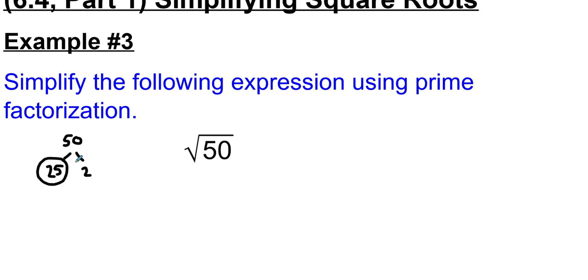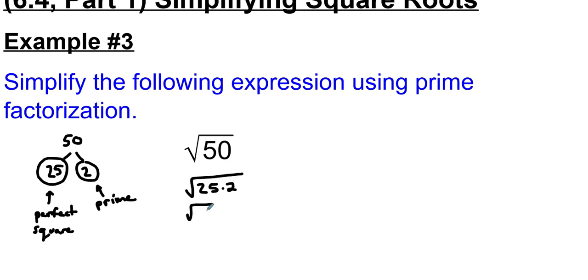So again, we stop these branches of our tree whenever we see a perfect square or a prime number. So I can rewrite the square root of 50 as the square root of 25 times 2. Use that product property where I separate them into their own square roots, and then take the square root of 25, which is 5. And 2 is just a prime number. It's not a perfect square, so it's stuck inside that square root. So 5 root 2 is the simplified version of the square root of 50.